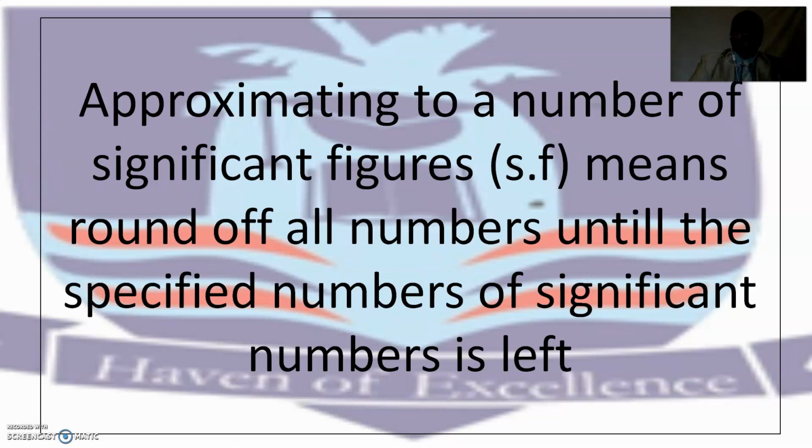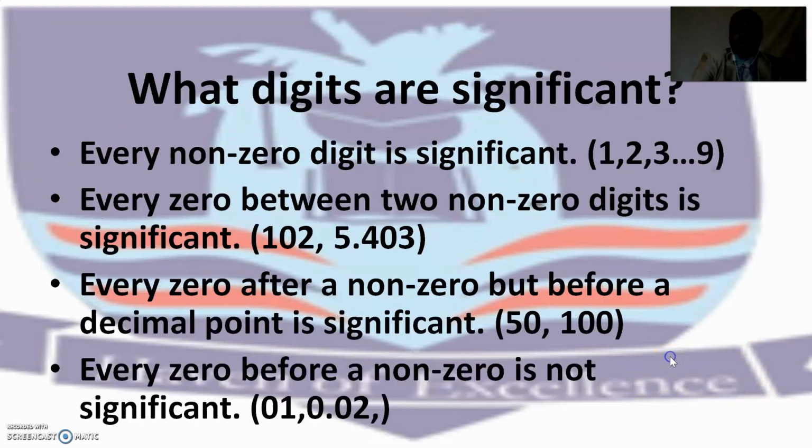Approximating or rounding off to significant figures means round off until a specified number of significant figures is left. Now this might be a bit tricky because significant figures can be before or after the decimal places, unlike rounding off to decimal places and rounding off to place value. So what are significant figures?